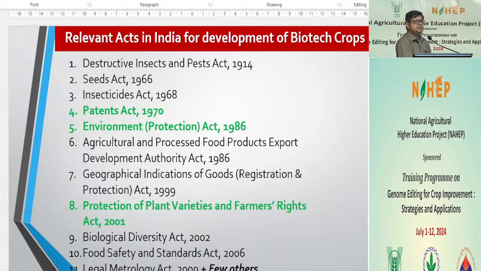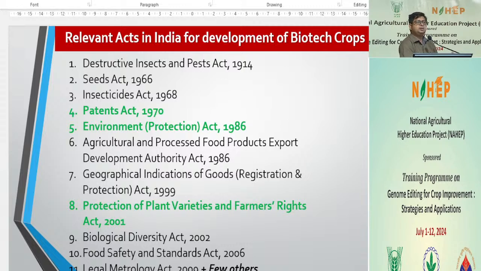The Seeds Act 1966. What does the Seeds Act 1966 do? And now we have another updated Seeds Bill also coming up. So what will you do after genome editing? After genome editing, ultimately what is going to be your product? Seeds, right? So in the context we are talking about, it is seeds. Here we are targeting to develop some high yielding seeds with better attributes. So developing and selling the seed comes under this particular act.